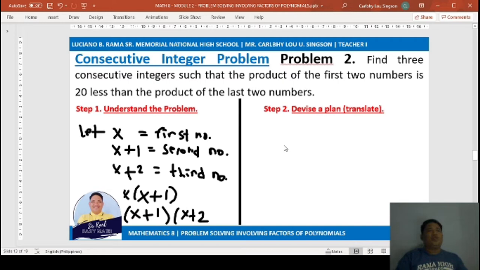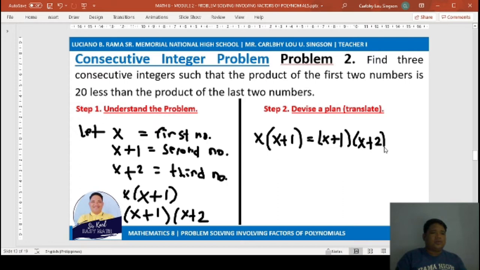So we can state that as x times x plus 1 is equal to x plus 1 times x plus 2 minus 20, since it is 20 less than the product of the last two numbers. So that would be our equation now: x times x plus 1 is equal to x plus 1 times x plus 2 minus 20. Let us now try to solve the problem.